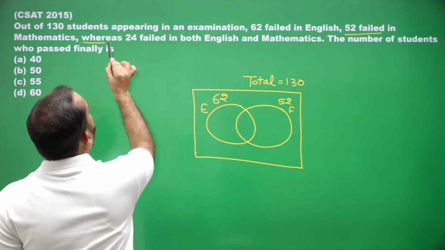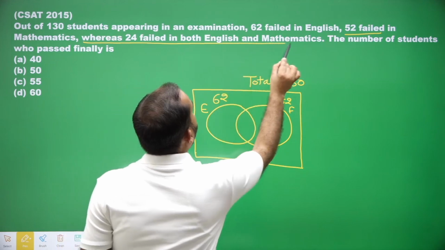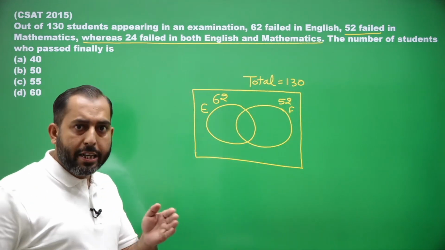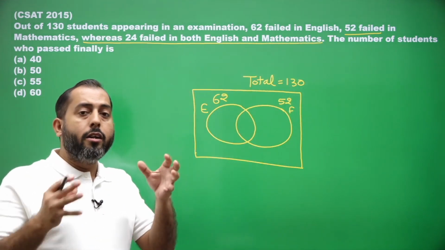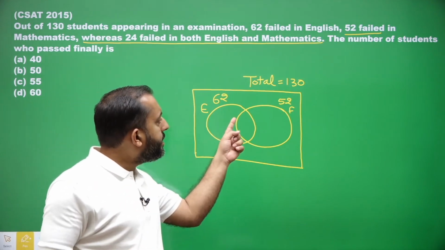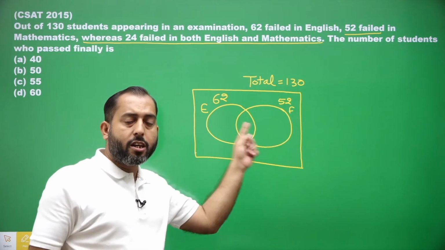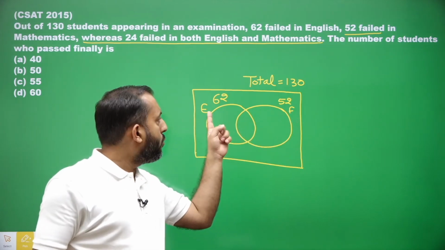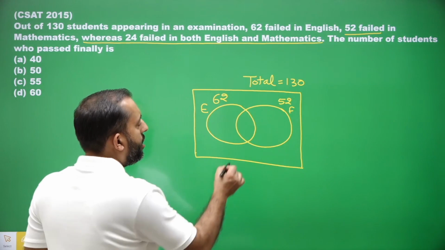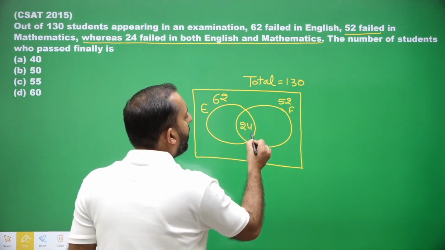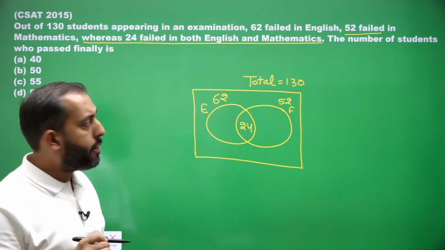Whereas 24 failed in both English and mathematics. Both English and mathematics, meaning the region which comes under the intersection of both of these, English and mathematics. This middle region, and the value of this middle region is 24. It is given here.